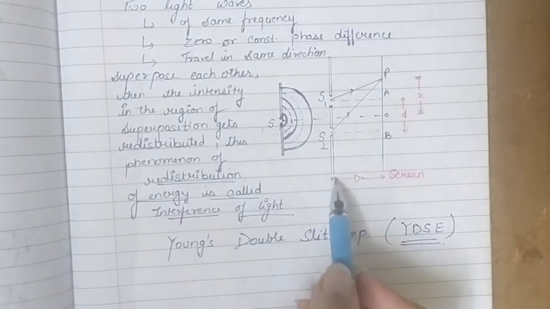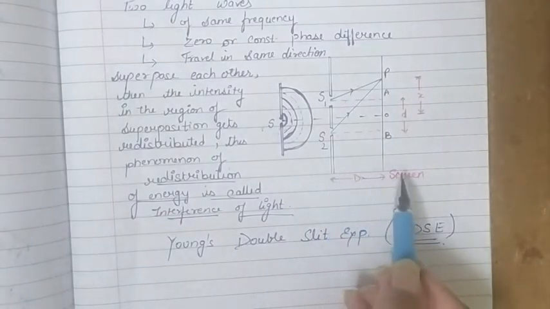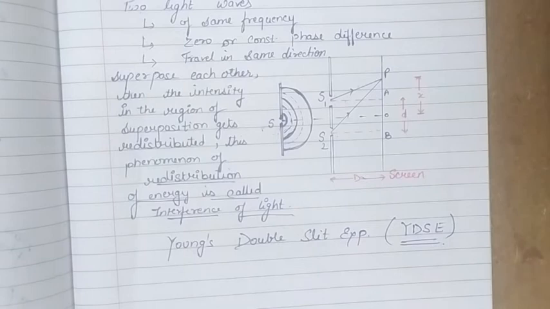Alternate bright and dark bands appear on the observation screen while doing the experiment, and these alternate bands are called interference fringes. The dark band is called the dark fringe and the bright band is called the bright fringe.